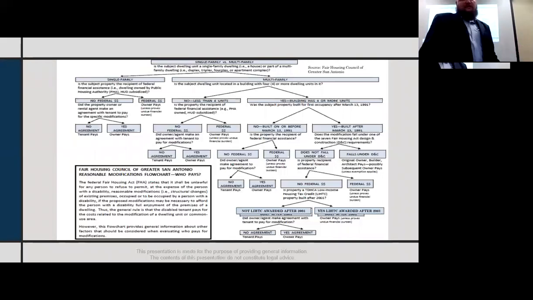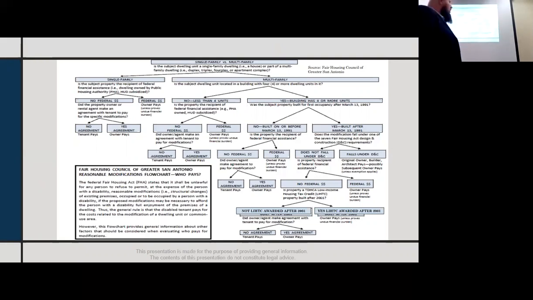So the first one is, and I borrowed this from San Antonio because it's a really great chart, a kind of choose your own adventure for who pays. So you can follow the flow chart. I have a bunch of these printed up and they are currently sitting on my desk at my office. I have business cards. If you want a copy of this, I can email it to you. I'm happy to send it to anybody, even those in the Zoom world, just email me.